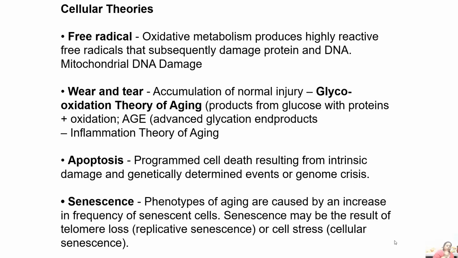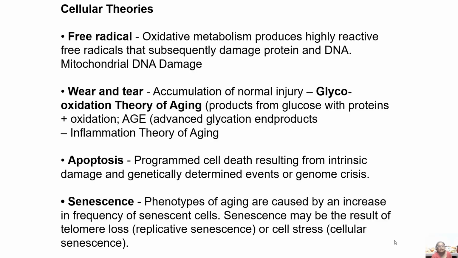If we talk about free radicals, oxidative metabolism produces highly reactive free radicals that subsequently damage protein and DNA. Then we have mitochondrial DNA damage, wear and tear, accumulation of normal injury, the glycosylation theory of aging, products from glucose reacting with proteins, and the oxidation, age theory of aging, etc.